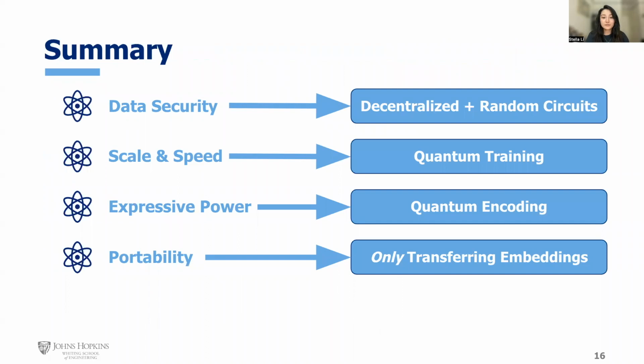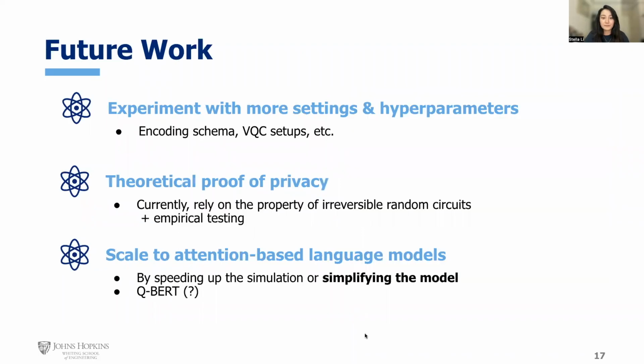In summary, our work strives to build secure, fast, and expressive quantum language models, and we propose the concept of ad hoc portability to increase the efficiency and accessibility of quantum language models and its applications. We hope our work opens up more discussions about using the unique advantages of quantum computing to solve various current NLP problems. Further research directions include more in-depth explorations of quantum circuits, theoretical proof of privacy during pre-training, in addition to current empirical testing, and finally, scaling quantum language models to larger attention-based architectures such as BERT.